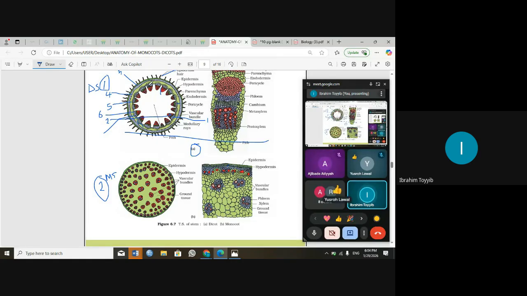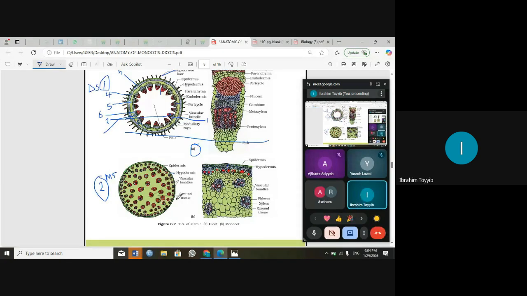So if you see this structure in JAMB, they may ask: the diagram above represents, is it a dicot stem, is it a monocot root? This one does not have an epidermal layer here. The vascular bundle, the xylem and phloem, are inside one structure. They are not separated, not free. They are enclosed.